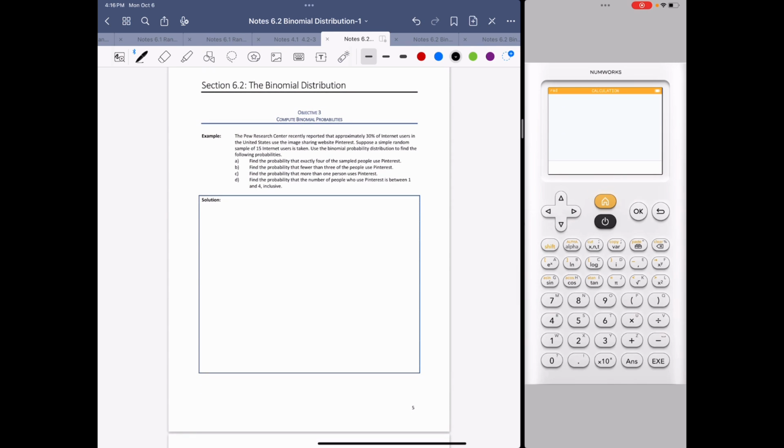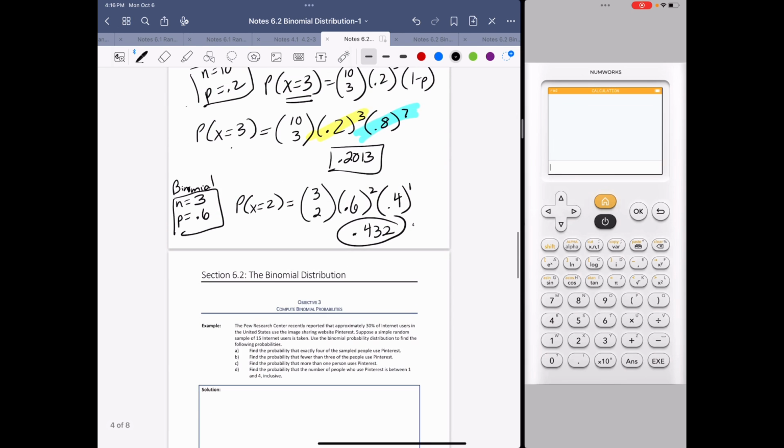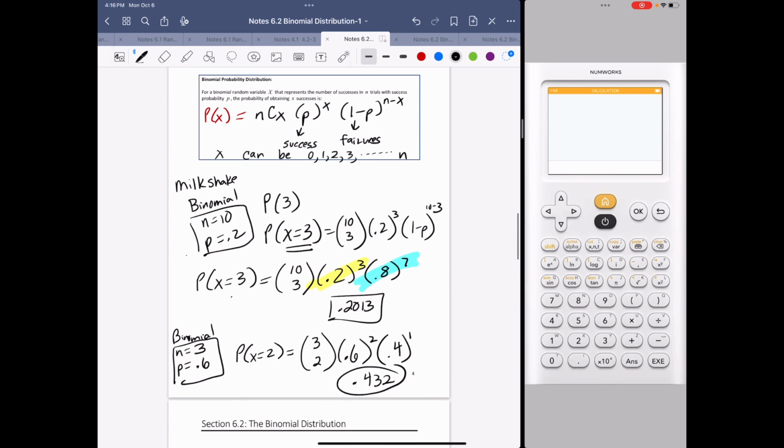It says the Pew Research Center recently reported that approximately 30% of internet users in the U.S. use Pinterest. Suppose a simple random sample of 15 internet users is taken. Use the binomial probability distribution to find the following probabilities. All right, and what we're going to do is use this formula, the binomial probability distribution formula.